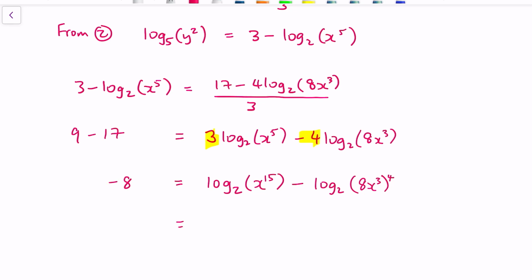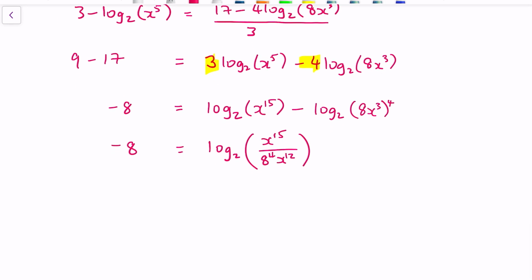I'm going to use log rules for subtraction. Log base 2 of x to the 15 over 8 to the 4 x to the 12. Okay, last bit of simplification. 8 to the 4, without reaching for a calculator, 8 is 2 cubed. So that's actually 2 cubed to the power of 4, or 2 to the 12. And the x's simplify. So we've got log base 2 of x cubed over 2 to the 12.